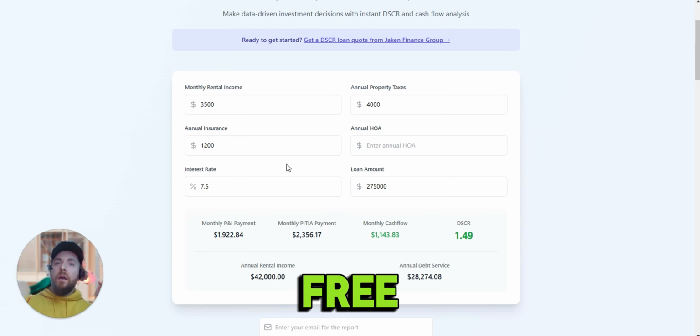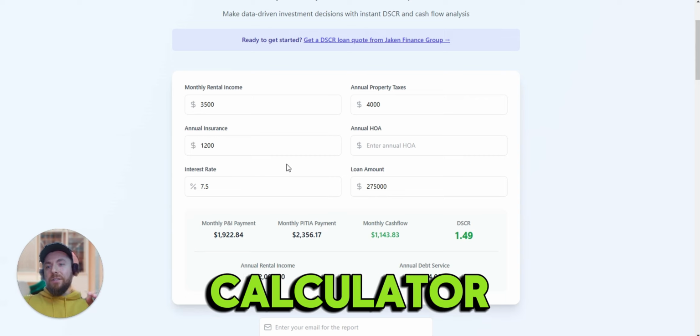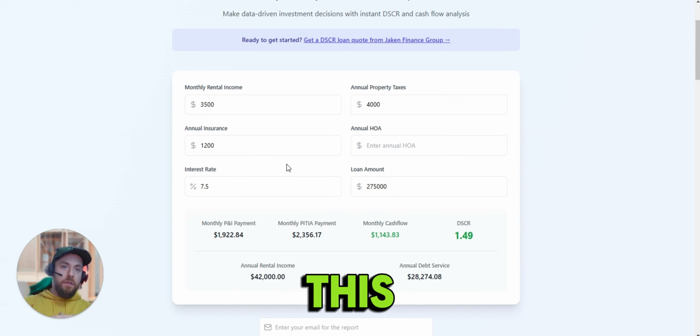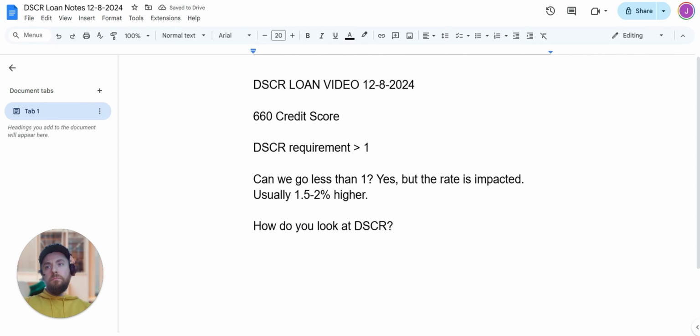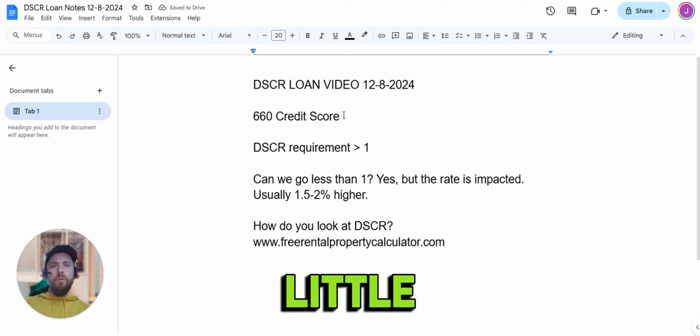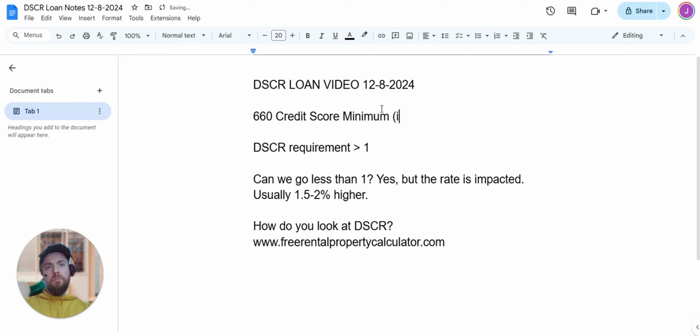Again, you can go to freerentalpropertycalculator.com to do this. Play with it all day if you want. I guess if you're going to use these, I should make this a little more readable, huh?